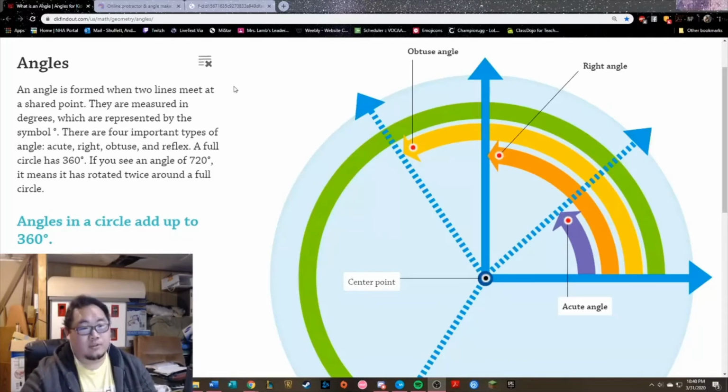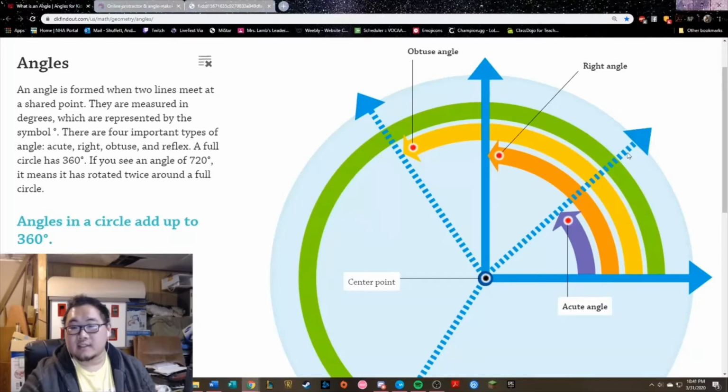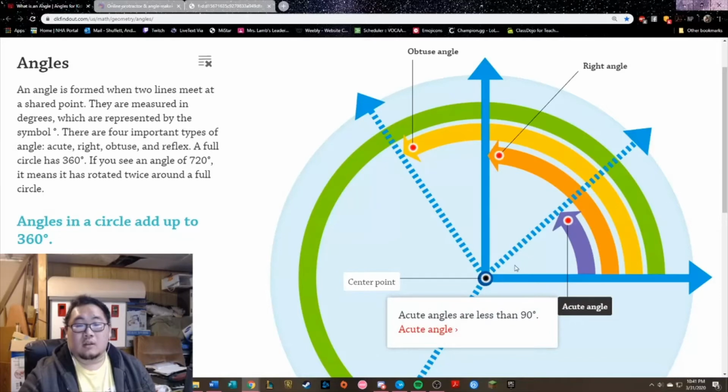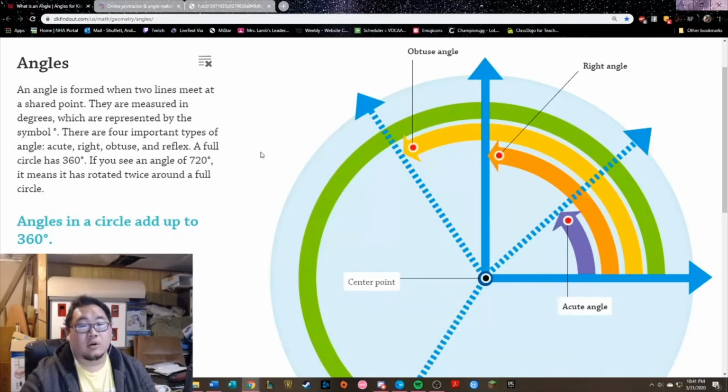But this is perfect because it says that an angle is formed when two lines meet at a shared point. So two lines. Let's take this dotted line here, and let's take this baseline here. That creates an angle, right? This blue line, purple line is showing us the angle measurement. Now it doesn't tell us the angle measurement, but it's showing us what we're measuring. Now an acute angle is less than 90 degrees. We know that. It's not important. We're going to go through that in just a moment.